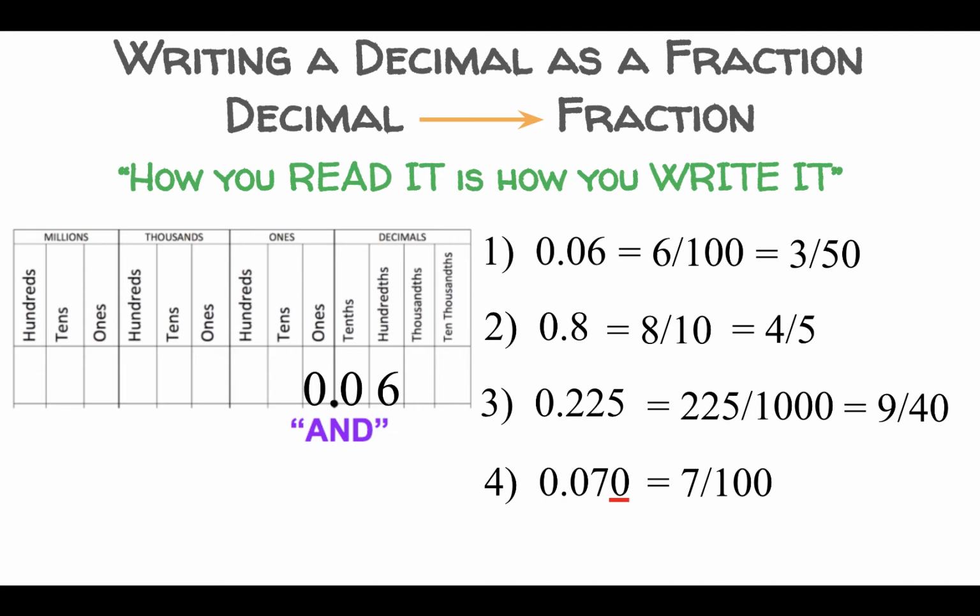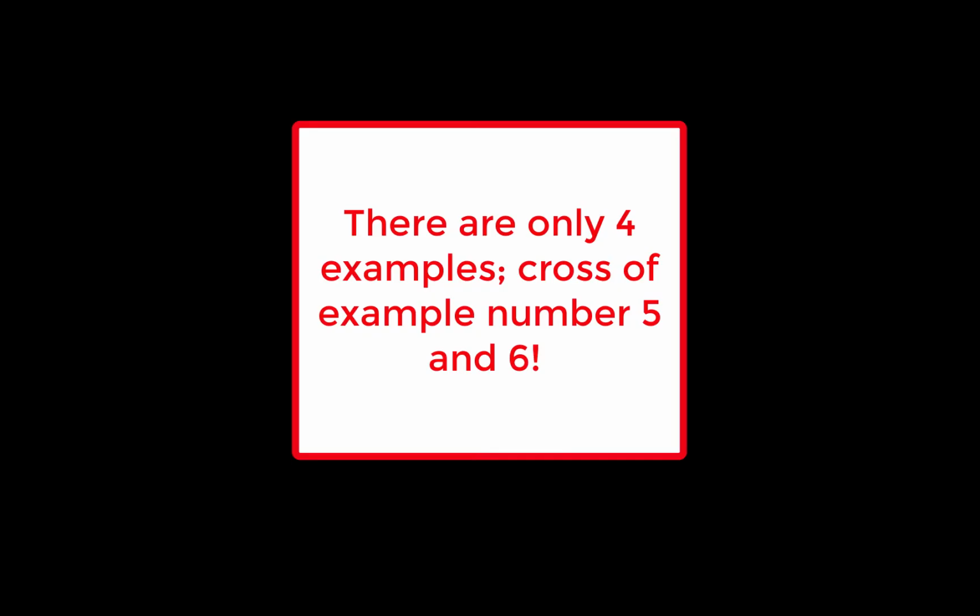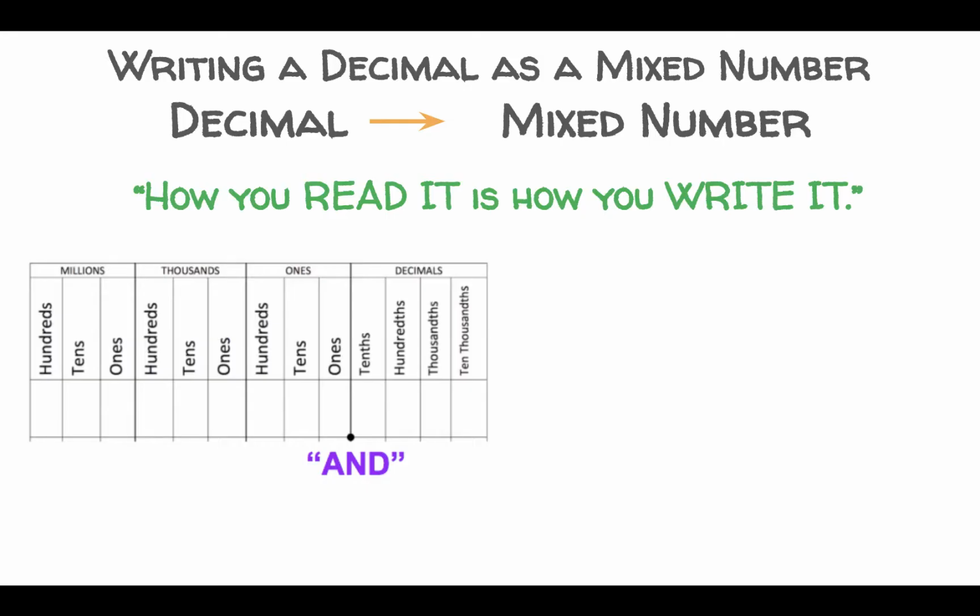So how do we change a decimal to a fraction? How we read it is how we write it. Same works for decimals to mixed numbers. Go to the second chunk in your notes, write this decimal down. I would read it as 16 and 1/10. That's how I write it as a mixed number, 16 and 1/10.